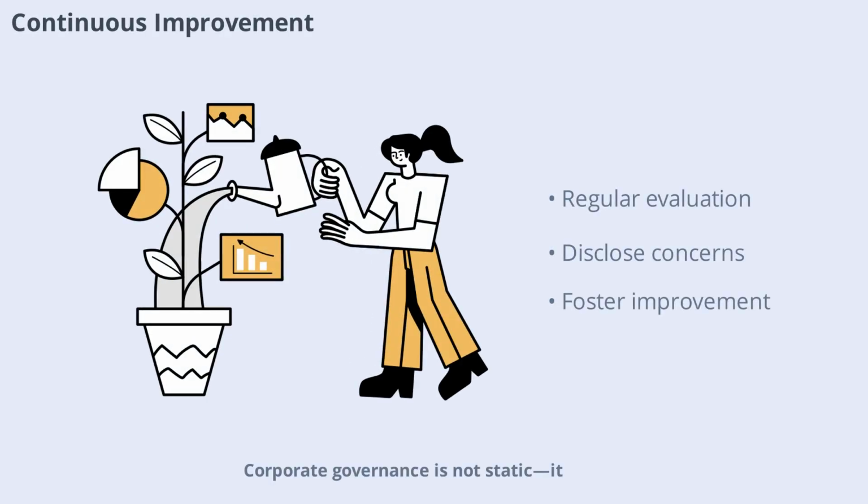Corporate governance is not static. It requires continuous review and improvement. Issuers are encouraged to regularly evaluate their governance practices, disclose any significant concerns, and adapt to new challenges. By fostering a culture of transparency, accountability, and ethical leadership, companies can build long-term value for all stakeholders.